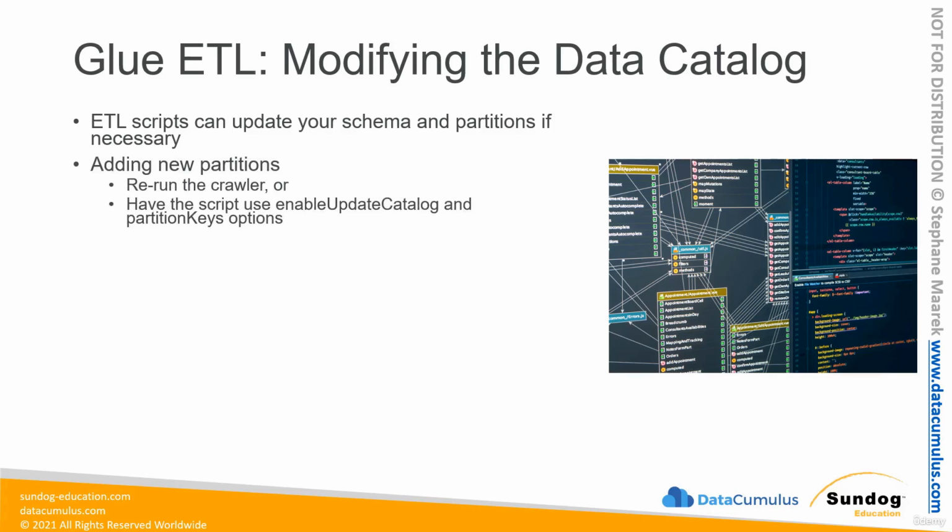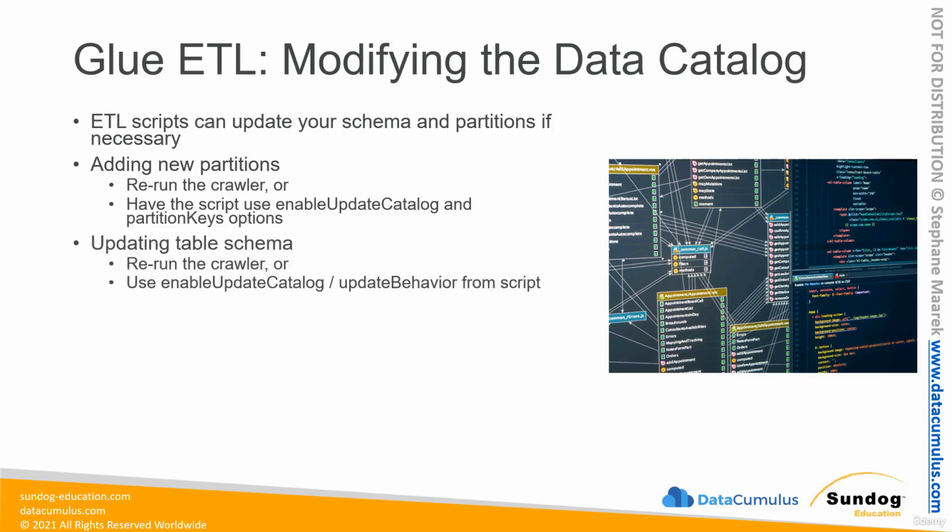Turns out there's a couple of ways. You could just rerun the crawler again, but the other way would be to have your ETL script actually explicitly change the partitions by using the enableUpdateCatalog and partitionKeys options while it's setting things up. So that is possible to do. You can also update the table schema as well. Again, option A is to just rerun the crawler, but you could also do that from a script by using enableUpdateCatalog and updateBehavior to update the schema of a table explicitly once you're done processing it. You can also create new tables from your script. Again, you would use enableUpdateCatalog and updateBehavior for that, together with setCatalogInfo to create new tables from your script if you need to.